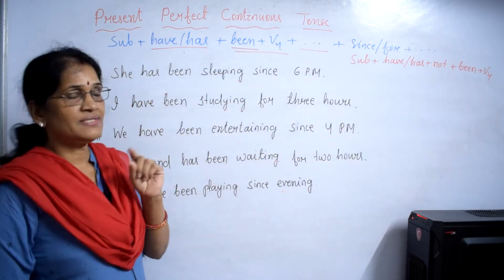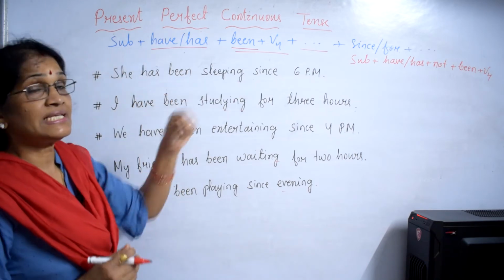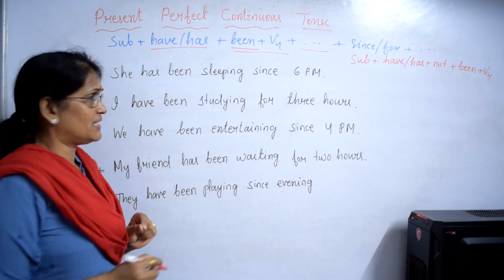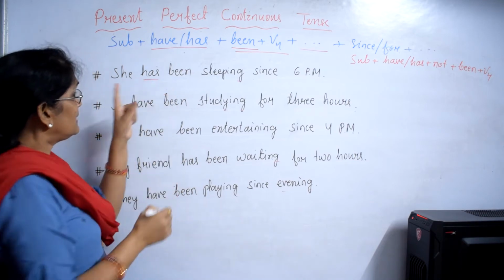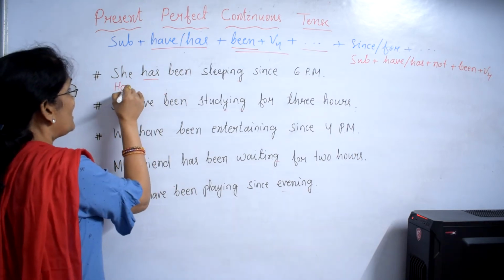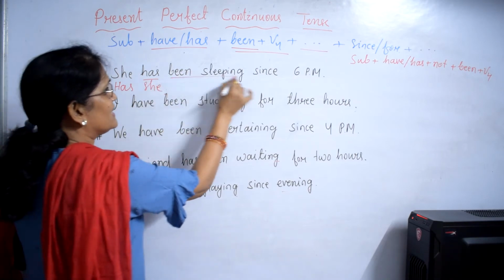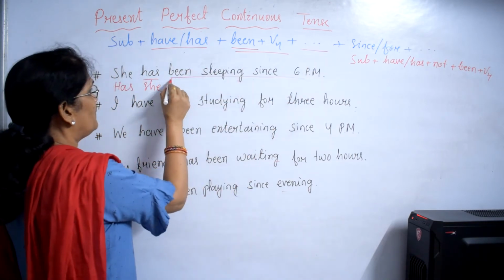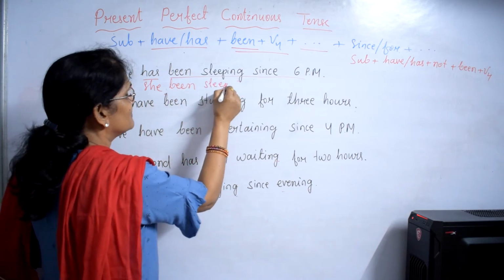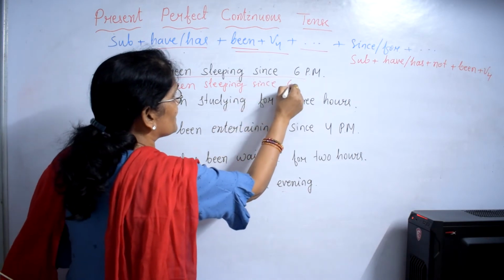Let's learn how to change the sentence into interrogative. She has been sleeping since 6 p.m. We have to notice the first auxiliary, has. That will go to the front, right? Has, then subject, has she. What is written, the same thing you have to write. Been sleeping since 6 p.m.